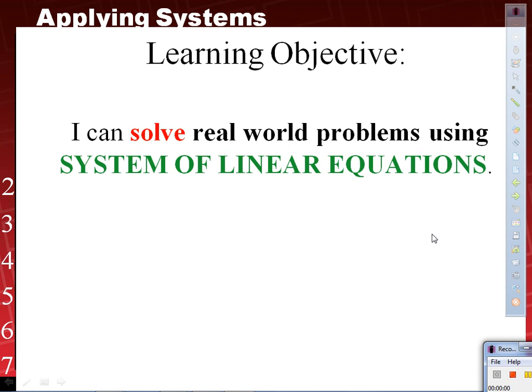Read together. 1, 2, 3. One more time. 1, 2, 3.